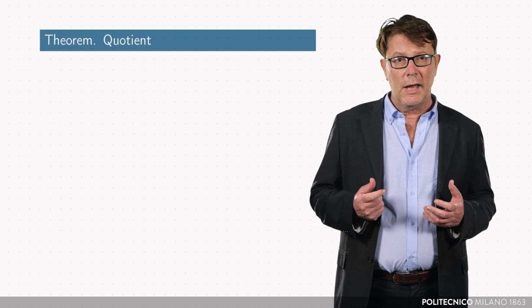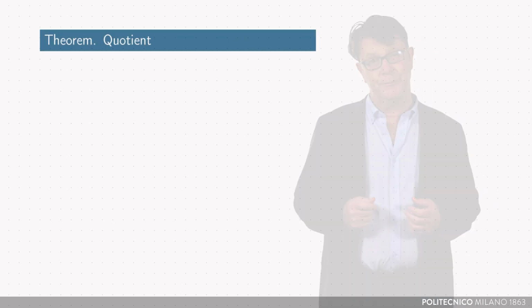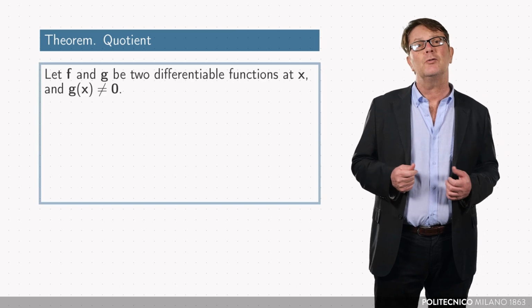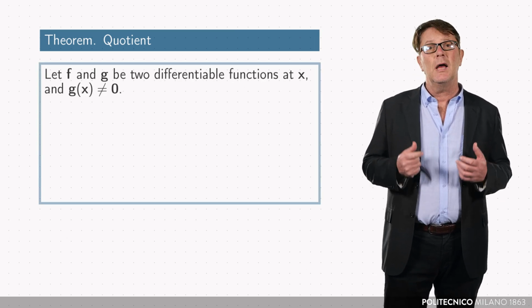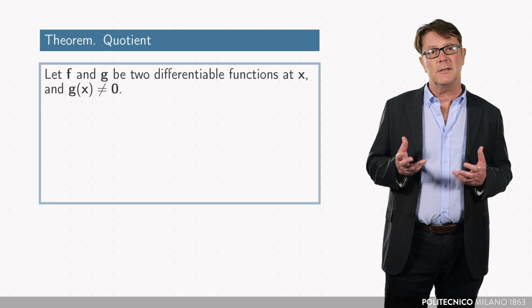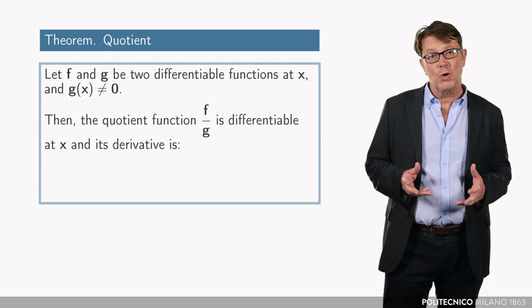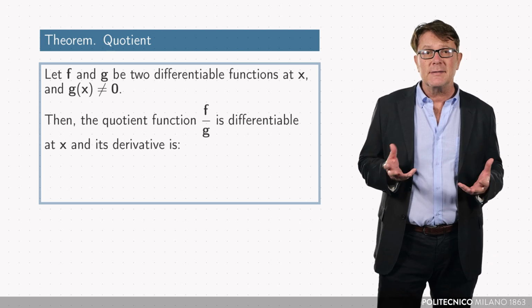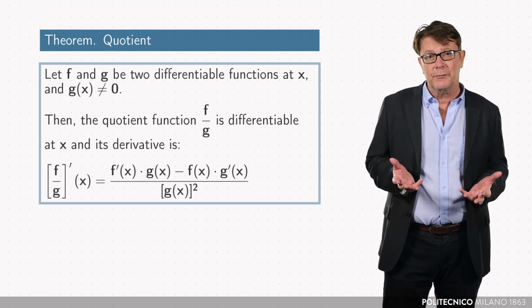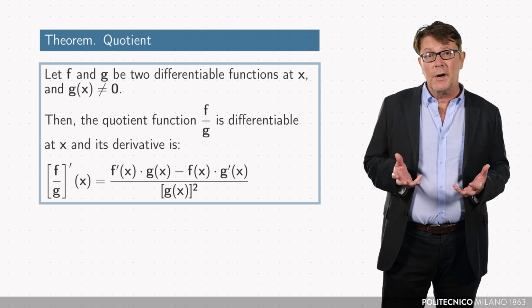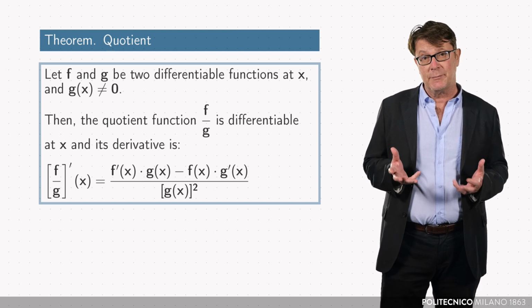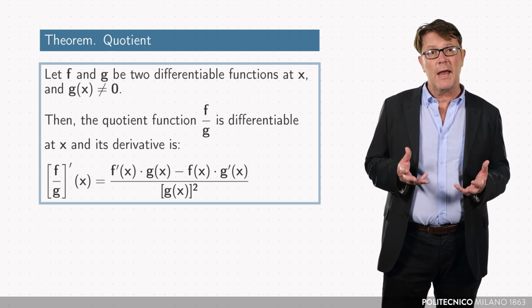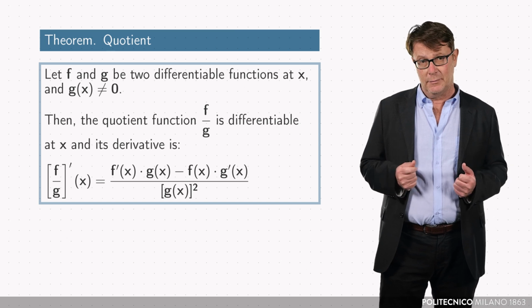The formula that allows us to calculate the derivative of f over g is called the quotient rule, and is contained in this theorem. Let f and g be two differentiable functions at x, and suppose that g of x is not 0. Then the quotient function f over g is also differentiable at x, and its derivative is given by this ratio. The denominator is g squared, while the numerator is f prime times g minus f times g prime.